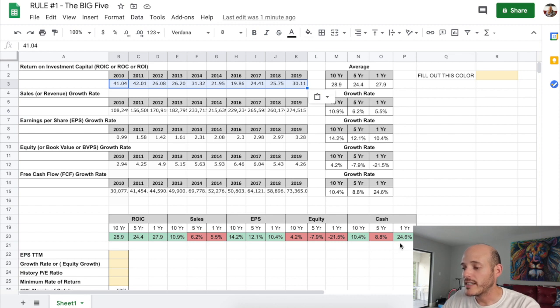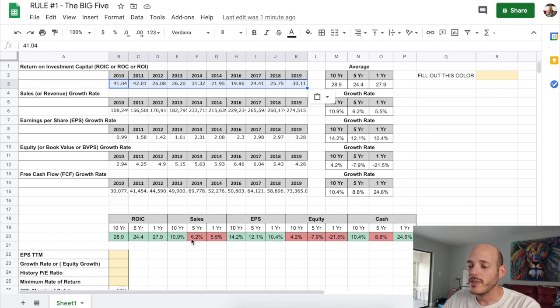The cash, they have a 5-year increase of 8.8%. That's why it's red. Again, that's lower than the 10% margin that Phil Town likes to look at. But it is higher for the 1 year. It's a big jump to 24%. So this may be a non-issue here. So I actually may consider this as passed. The only thing I don't like right here is the equity.